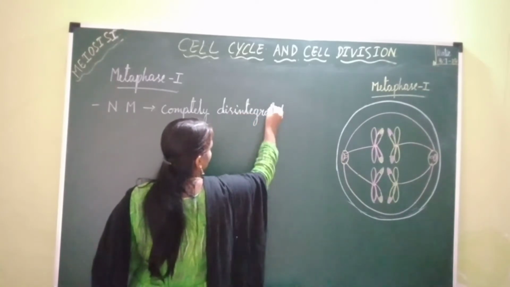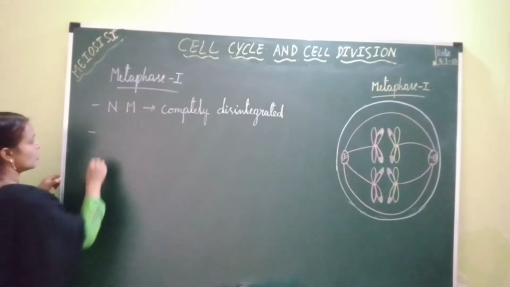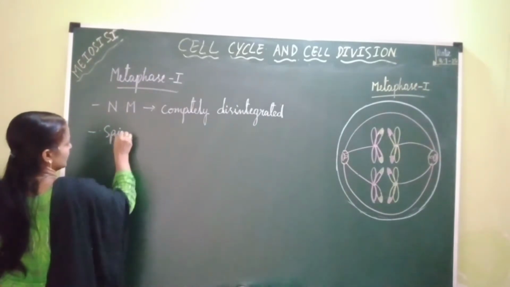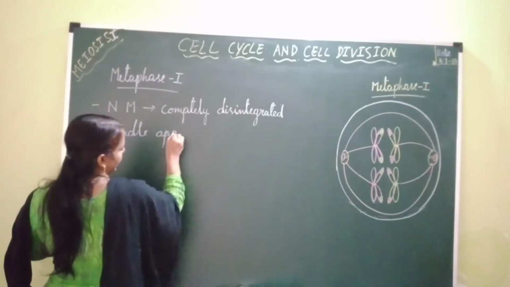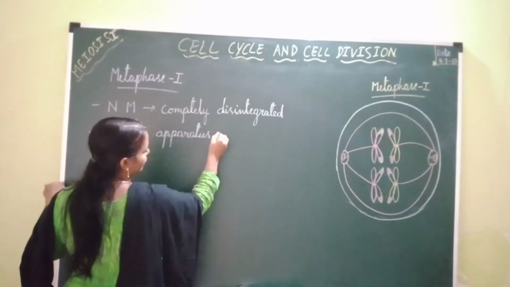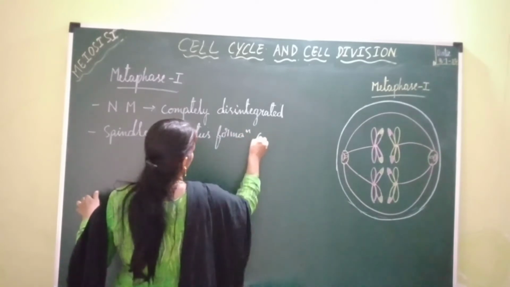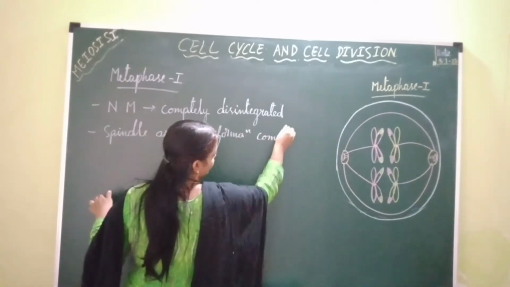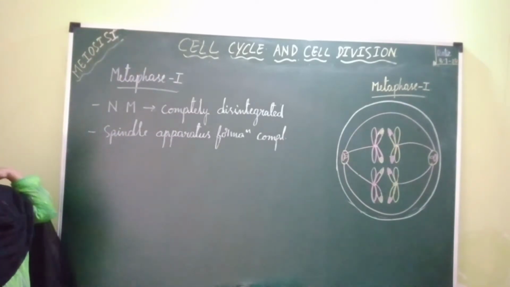Okay. The next event that occurs during Metaphase-I is that spindle apparatus formation is completed. Actually, the spindle apparatus formation is initiated by the end of Prophase-I and its formation is completed during Metaphase-I, that is, by the early Metaphase-I.